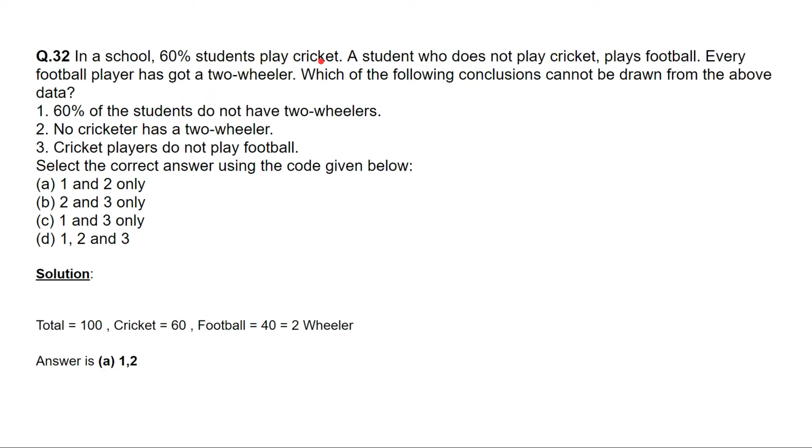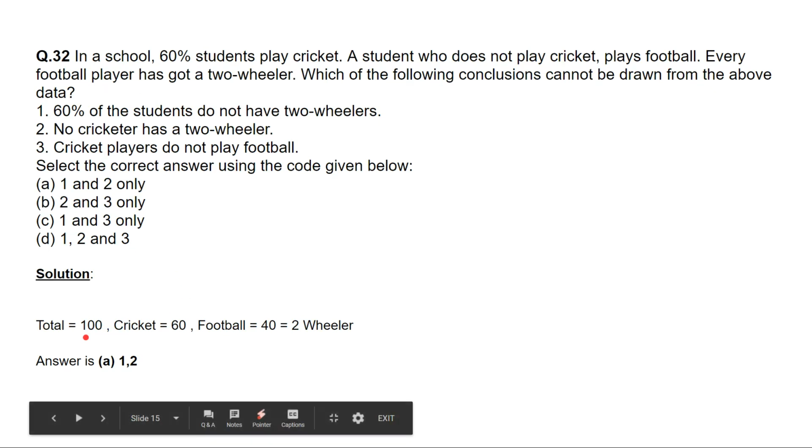Next, in a school, there are 60 students that play cricket. The students who do not play cricket play football. Every football player has got a two-wheeler. So this is a reasoning question where we have to find out what cannot be concluded from the above data. Out of these three, what cannot be concluded using this data?